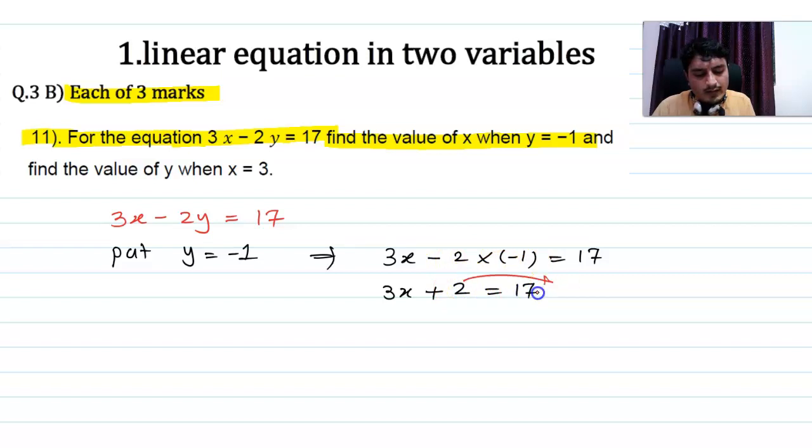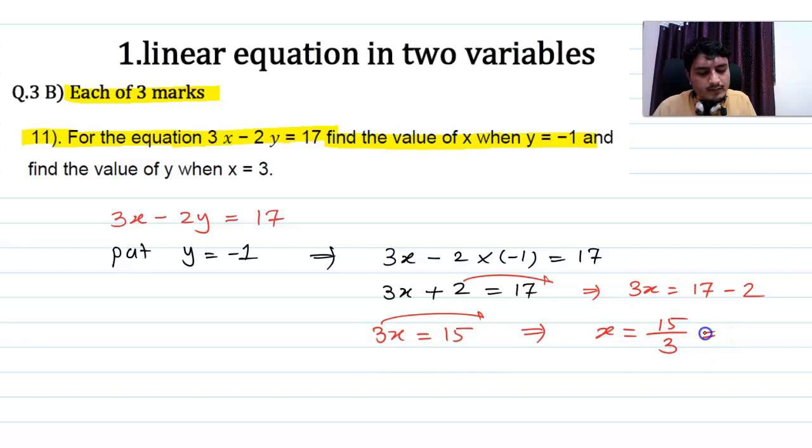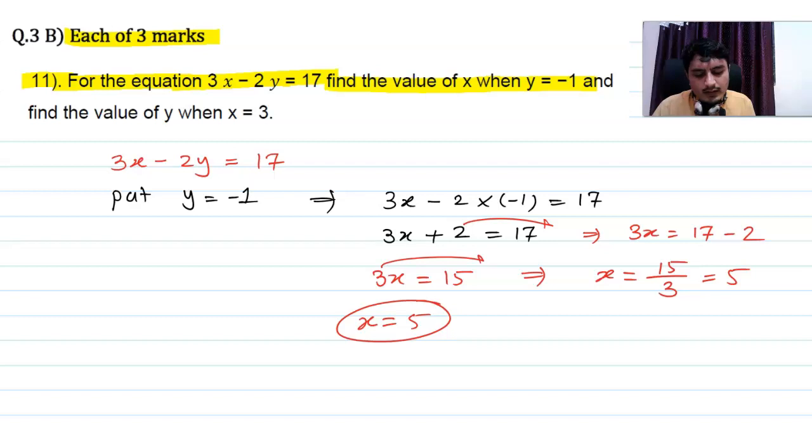Now to evaluate the value of x, shift 2 from LHS to RHS. So we are getting 3x equal to 17 minus 2. Now 17 minus 2 is 15. Again to evaluate the value of variable x, shift 3 from LHS to RHS. The multiplier 3 becomes the divisor to 15. 3 5s are 15. So the value of x is 5. So for the given linear equation in 2 variables, once the value of y is given as minus 1, the value of x is 5.